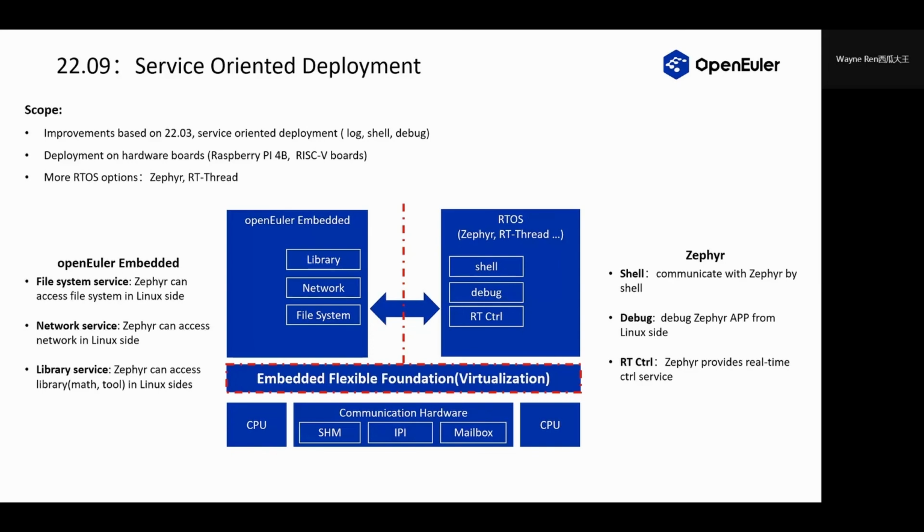About service-oriented deployment, openEuler embedded will provide a general file system service, network service, and library service, so Zephyr can easily access the rich features on the Linux side. And Zephyr will provide services like a shell service, so Linux can access the Zephyr shell by a pseudo TTY device, a log service, so Zephyr can output its log to Linux and save it to a file, and a real-time control service, so Linux can control the tasks in Zephyr like suspend, resume, change priority, etc.